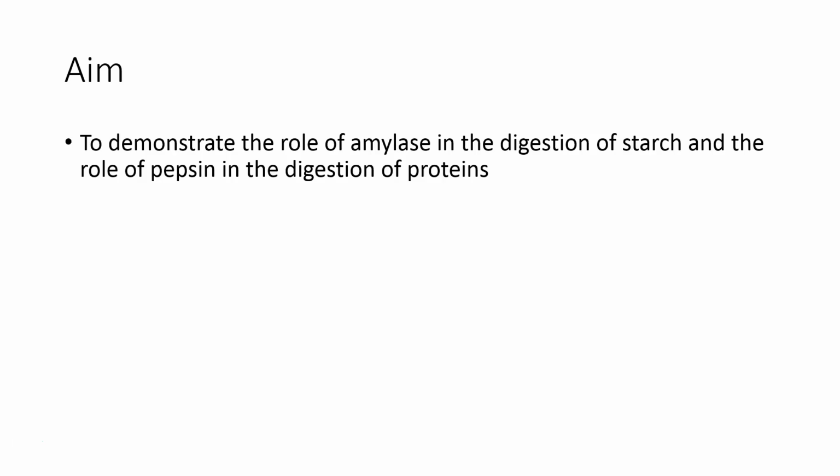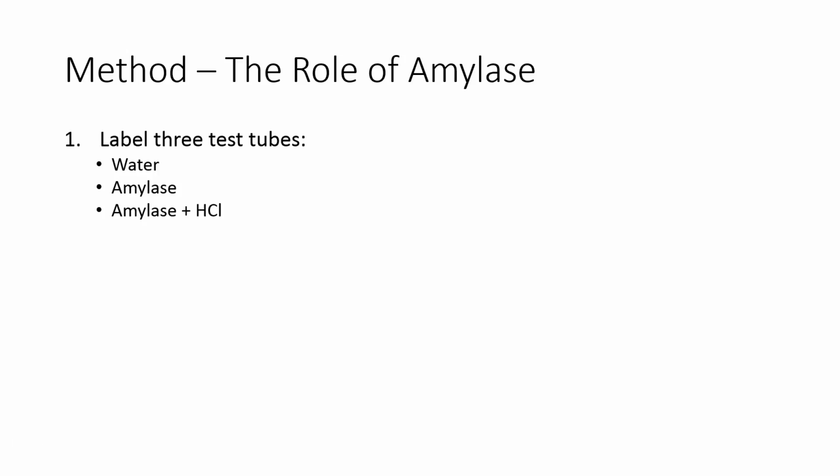So our aim in this investigation is to demonstrate the role of amylase in the digestion of starch and the role of pepsin in the digestion of proteins. So there are two methods. The first method is to investigate the role of amylase. Begin by labeling 3 test tubes. One of those test tubes will say water, another one will say amylase, and another one will say amylase and hydrochloric acid.